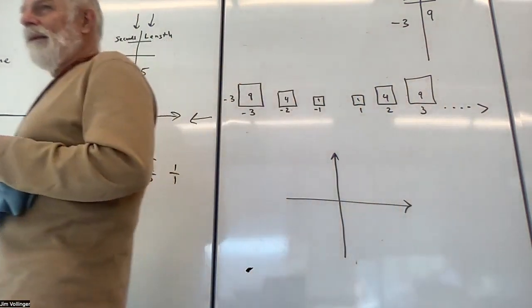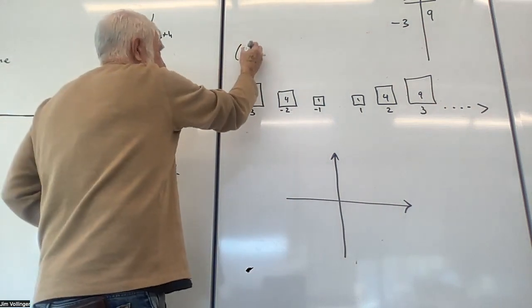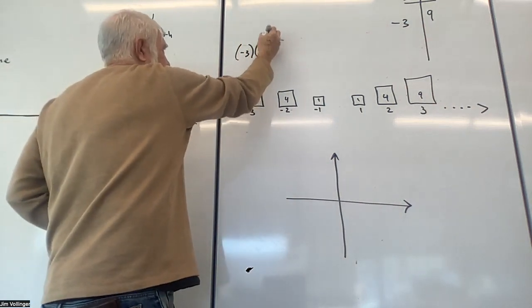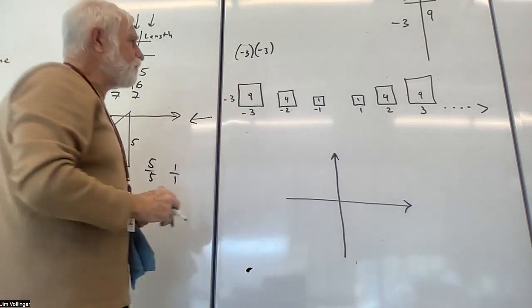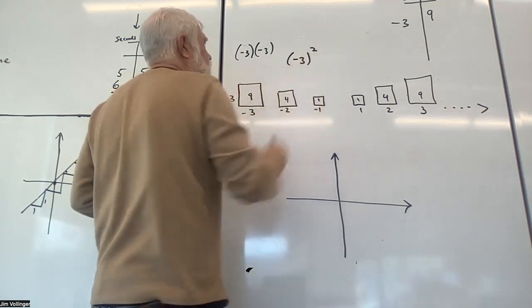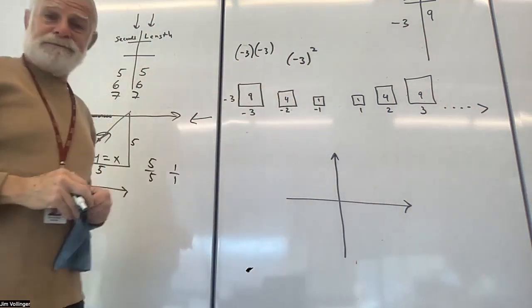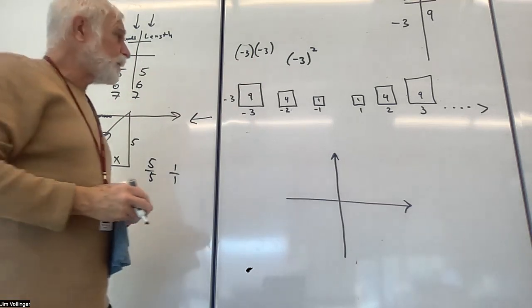Okay, so how did I get that area? I did -3 times -3. Is there an easier way of writing -3 times -3? Yeah, I could have done -3 and squared it. That's a simpler way of writing that. Simpler means less time, more efficiency.